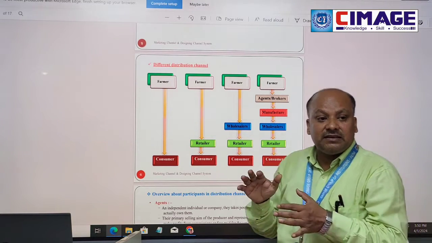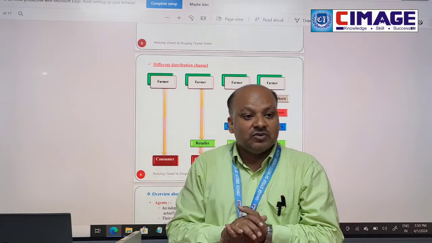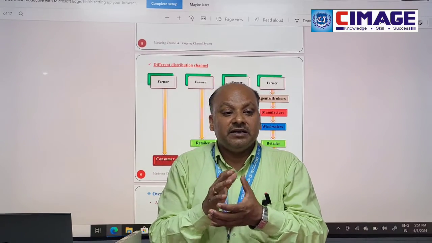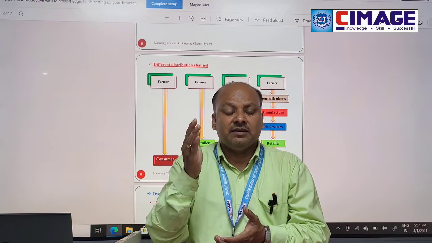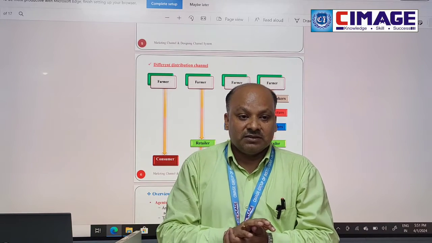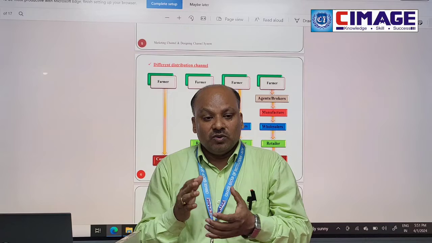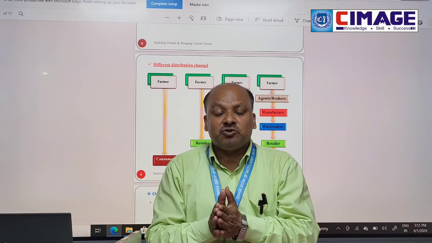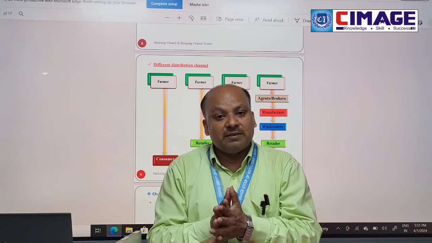And these are the different kinds of channels through which the product can be distributed from the manufacturer to the end user. Hope you have understood the concept of these levels of distribution channels.